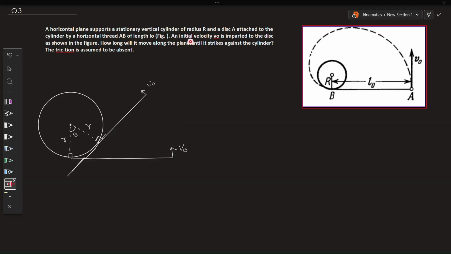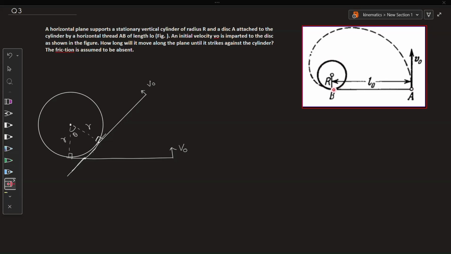An initial velocity v0 is imparted to the disk as shown in the figure. How long will it move along the plane until it strikes against the cylinder? The friction is assumed to be absent. Now, if you see here, this is a cylinder we are seeing from the top view. This is a cylinder and A is a disk.